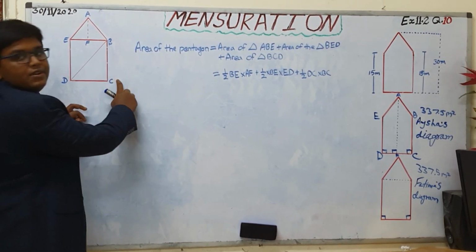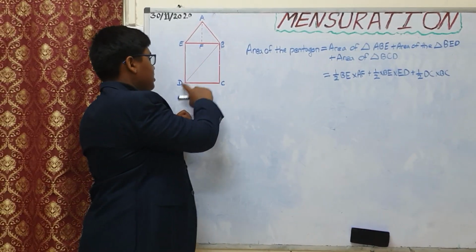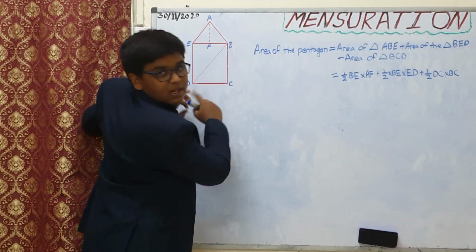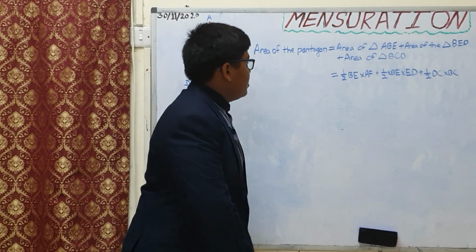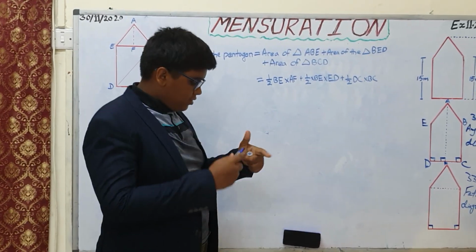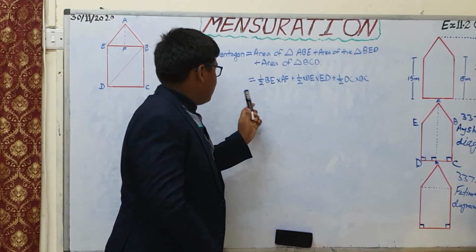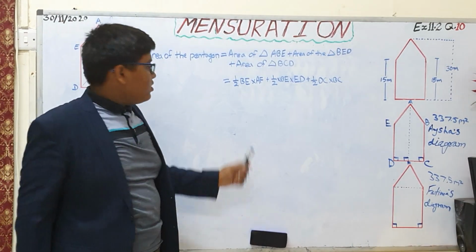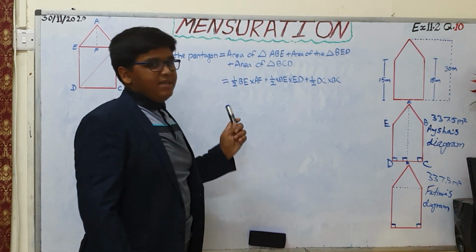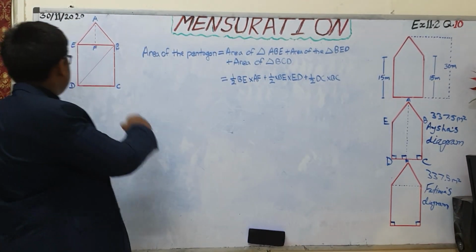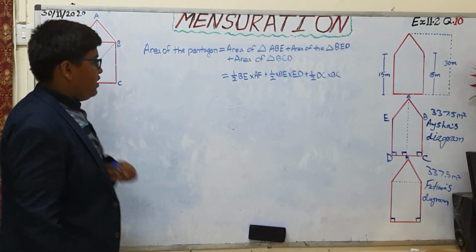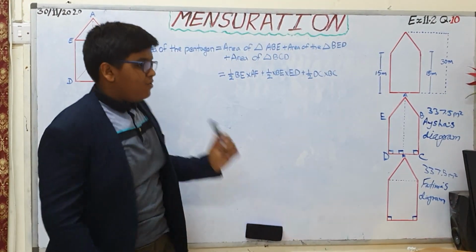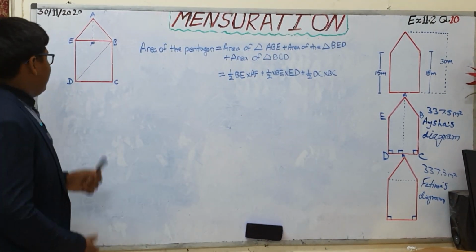From here to here is one triangle, and then going back. This is also a triangle. Now we have to substitute the values. We write the formula, 1 by 2 into base into height. Now 1 by 2 into BE. BE has the value of 15, as we discussed here when we did this.